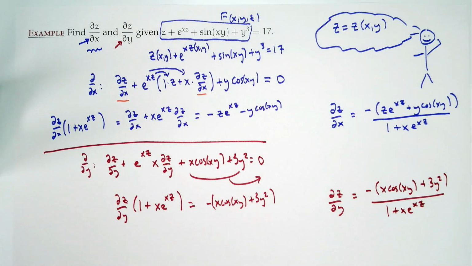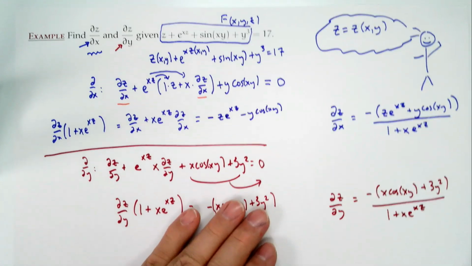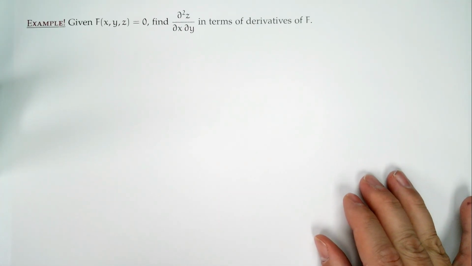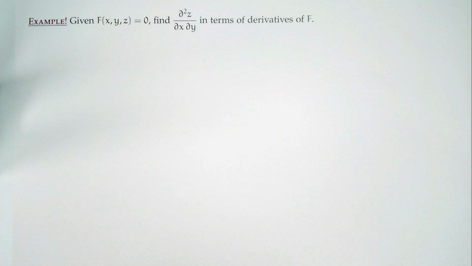All right. Well, once you get the hang of it, these aren't so bad. Well, now that we've done one problem, let's really go for it. So suppose you have the following. F of x, y, z equals 0. Find partial squared z, partial x, partial y, in terms of derivatives of f.